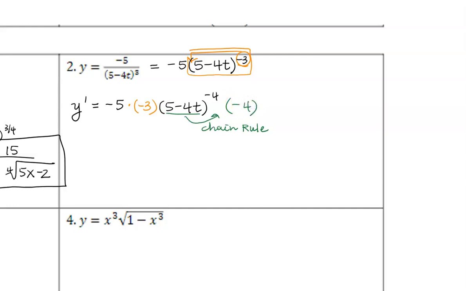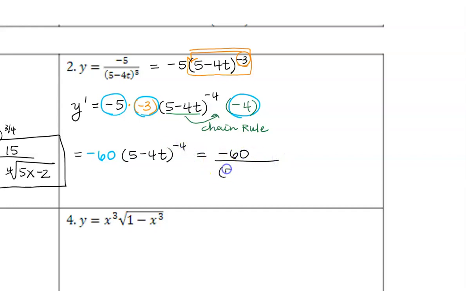So now we're ready to start simplifying. I'm going to multiply all the constants, the negative 5, the negative 3, and the negative 4, to give me a negative 60. And then I'm going to keep that 5 minus 4t to the negative 4. And the last thing I'll do is rewrite that without that negative exponent. So I will have 5 minus 4t to the positive 4 in the denominator.